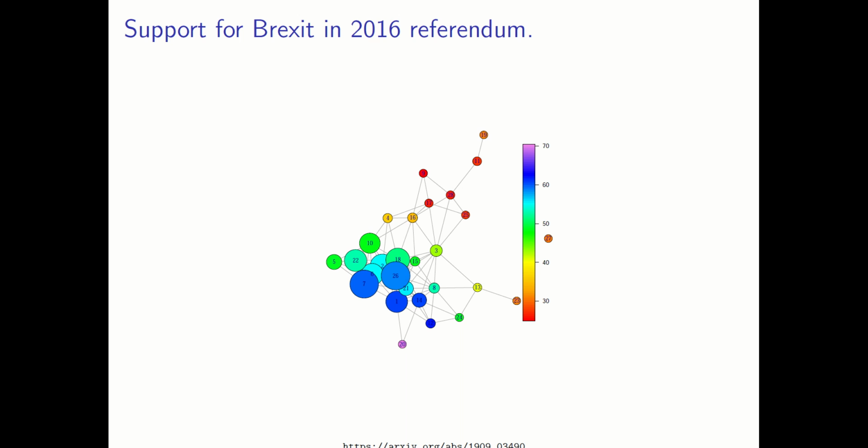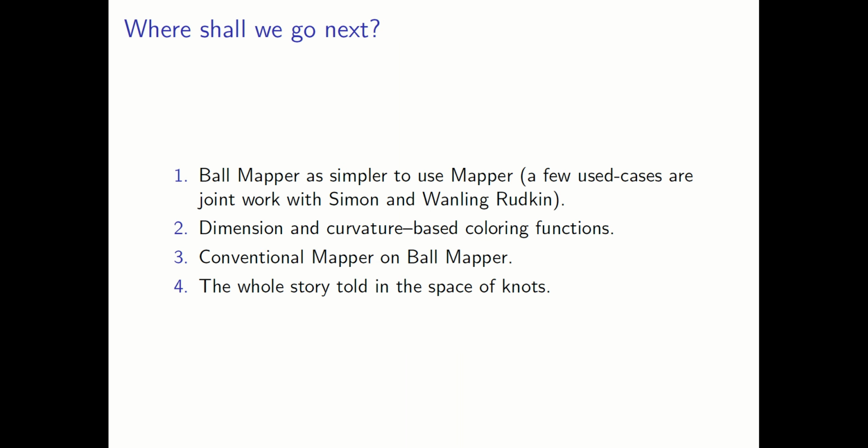And you can do all sorts of analysis, comparing those preferences in Brexit to the preferences towards political parties, and you can draw some very nice conclusions which are described in those resources. So please feel free to take a look if you would like. Okay, so what we did so far: I introduced you to the mapper algorithm, I introduced you to the ball mapper algorithm with essentially one use case, which is a joint work with Simon and Wonling Rutkin.